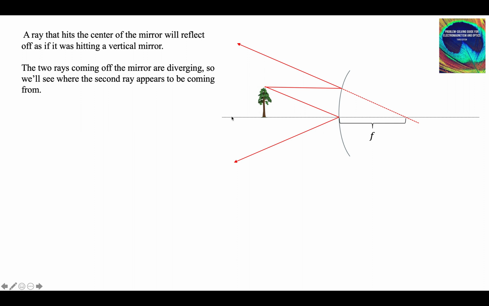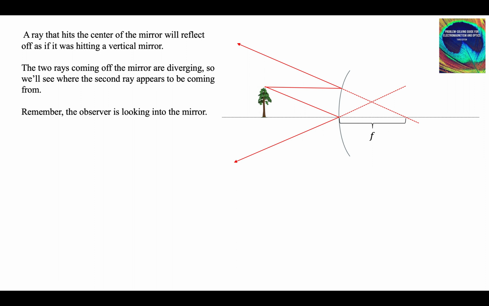These are diverging. That ray and that ray are not going to come together. They never come together. They appear to come together behind the mirror. So we extrapolate that backwards. There's no light back here, but we think there is.